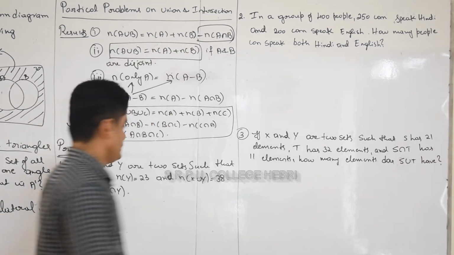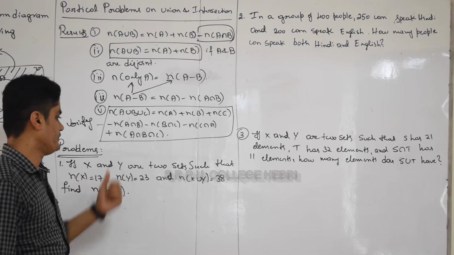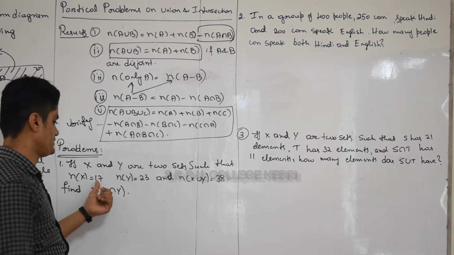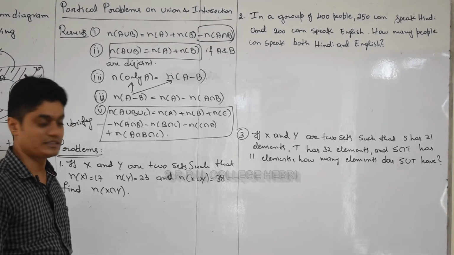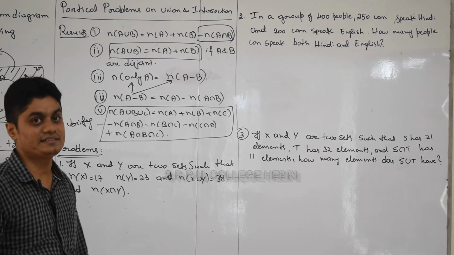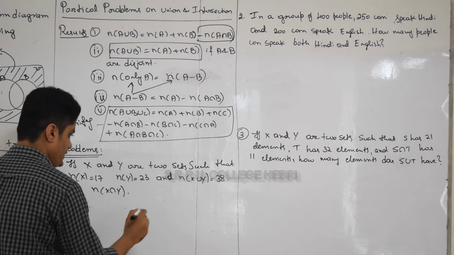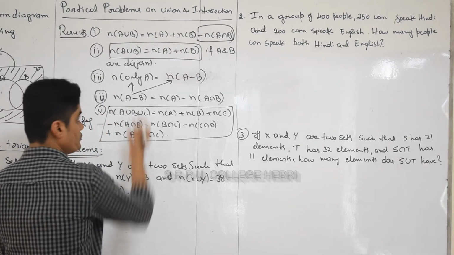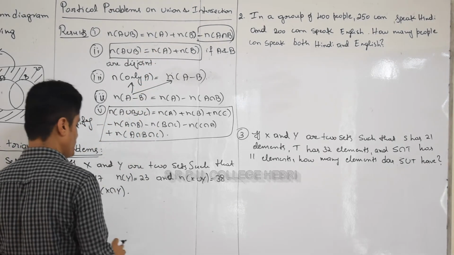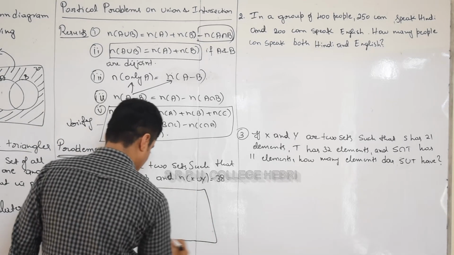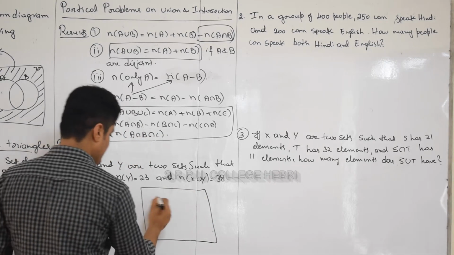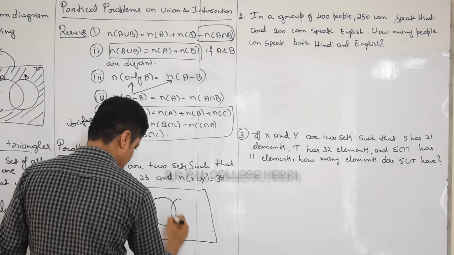Okay, first question: if x and y are two sets such that n of x is equal to 17, n of y is equal to 23, n of x union y is equal to 38, then find n of x intersection y. See, as I told, you can use one of the 5 formulas I already gave, or use a Venn diagram. I always prefer the Venn diagram for such problems. But here observe carefully what will happen in this particular problem.